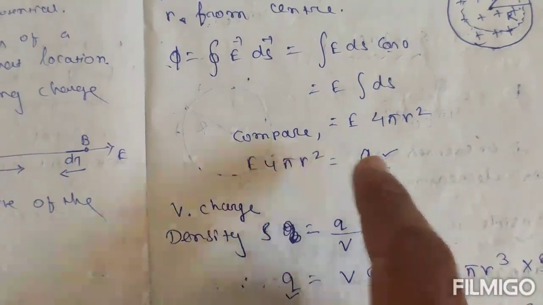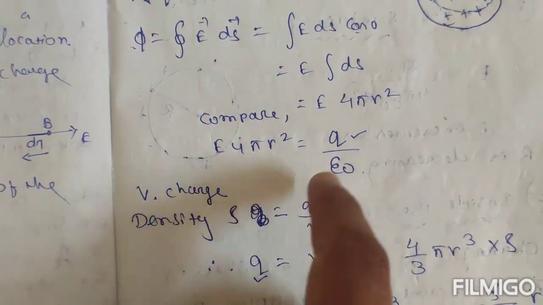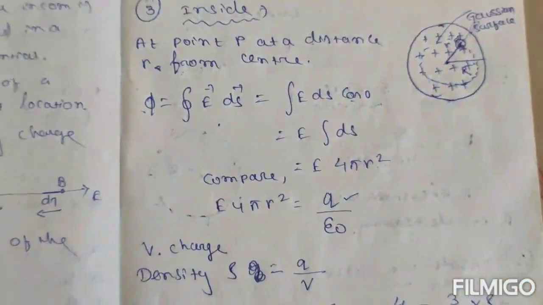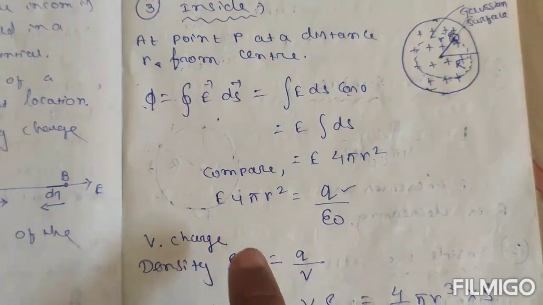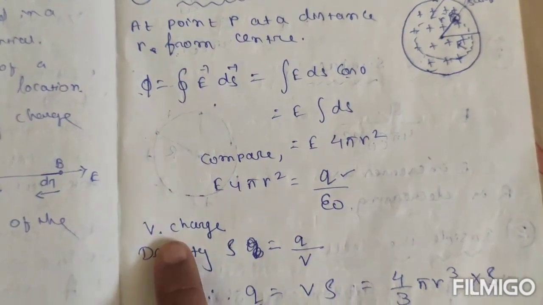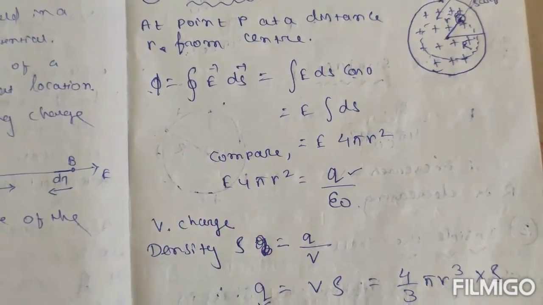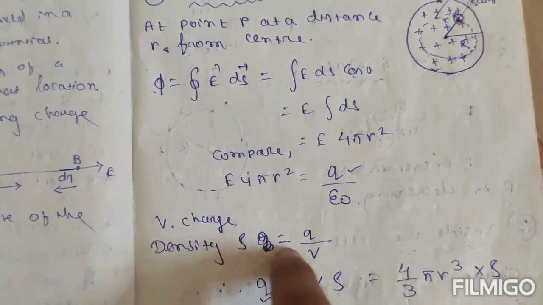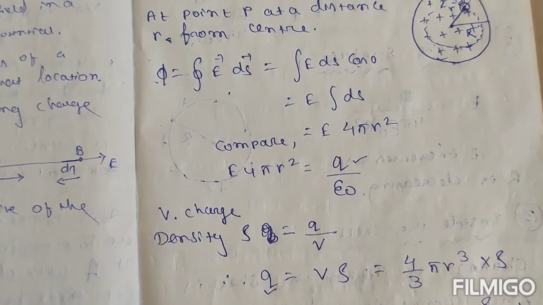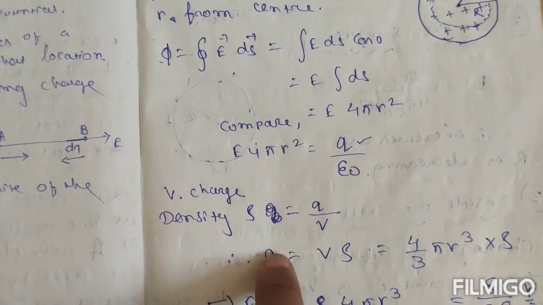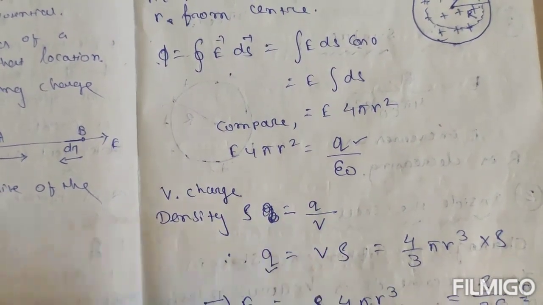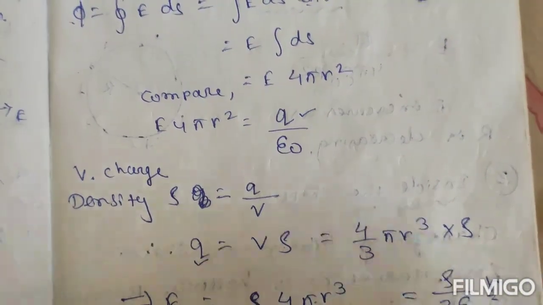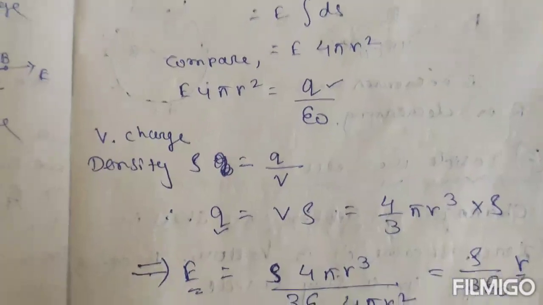Now this is a sphere, so it has some volume. So here a concept will come: volumetric charge density. Volumetric charge density rho is equal to charge per unit volume. So what is your charge? Q equal to rho into V. What is the volume of a sphere? 4 by 3 pi r cube into rho, right?